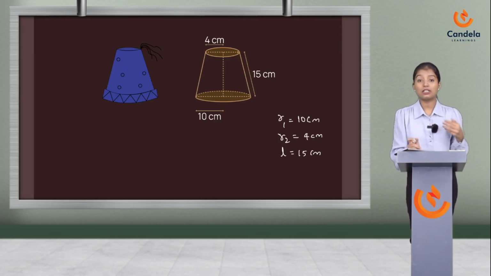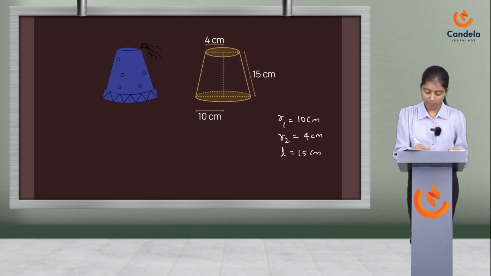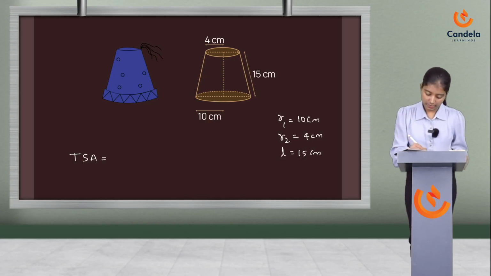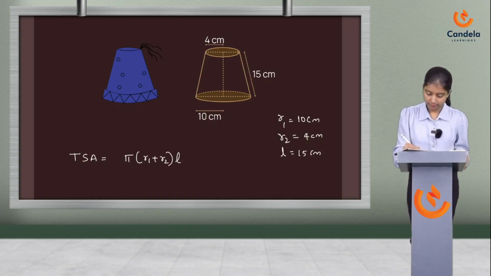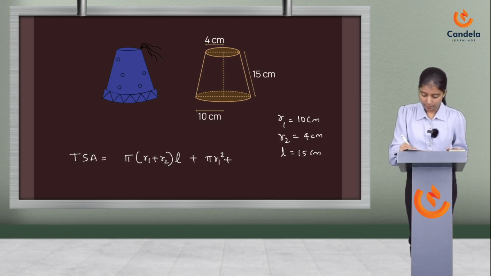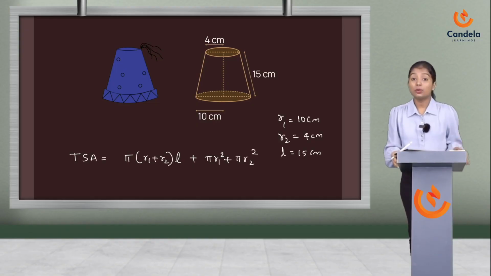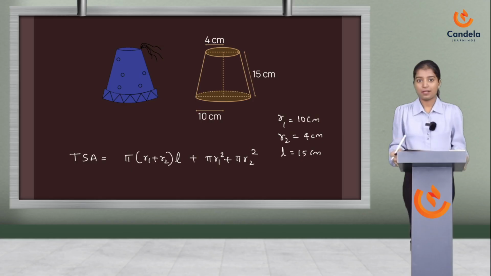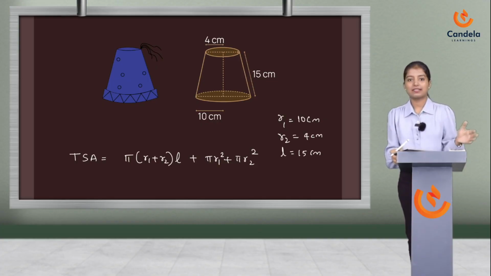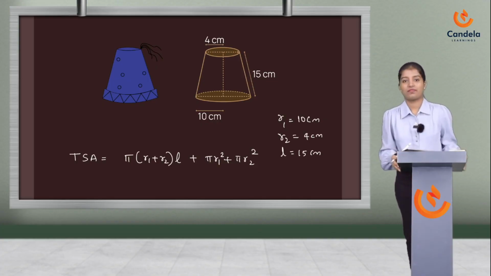Do you remember the formula to find the total surface area? So TSA, total surface area, is equal to, what is the formula? Curved surface area plus the base area plus the top area, right? So curved surface area, that is pi into R1 plus R2 into L, plus base area, that is pi R1 square, plus pi R2 square. But here you have to be careful. This is a cap. So the bottommost part would be an open side, right? So we don't have to consider the area of the bottommost face, right?